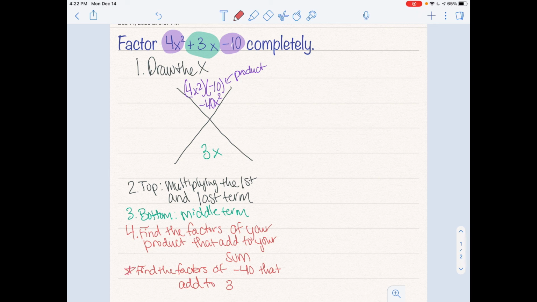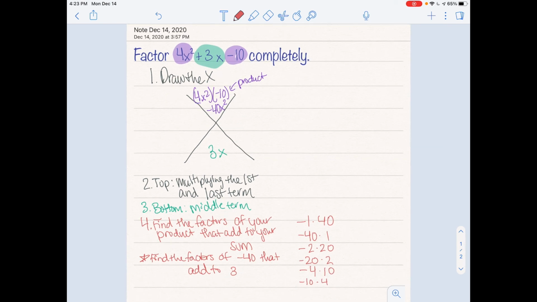What we are going to do here is list the factors of negative 40. I'm going to do this to the right. So negative 1 times 40 and then negative 40 times 1. It's important to include both numbers or both factors as being negative. So negative 20 times 2, negative 2 times 20, negative 4 times 10, negative 10 times 4, negative 5 times 8, and finally negative 8 times 5.